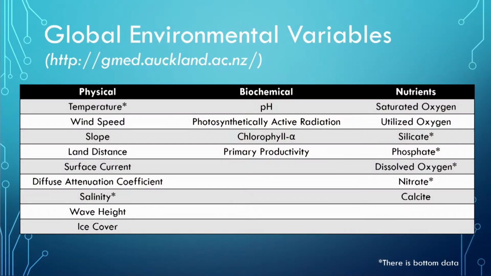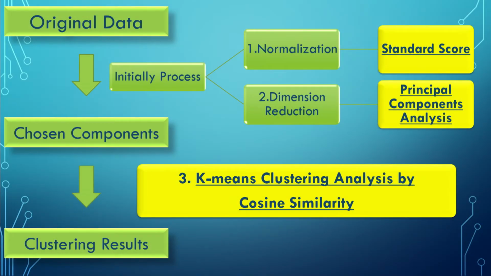We classified the marine ecosystems using 21 environmental variables, including physical, biochemical, and nutrient factors, which were collected from global marine environment data sets. Before the clustering analysis, we normalized these raw data via the standard score method and using principal components analysis for dimension reduction and correlation exclusion.